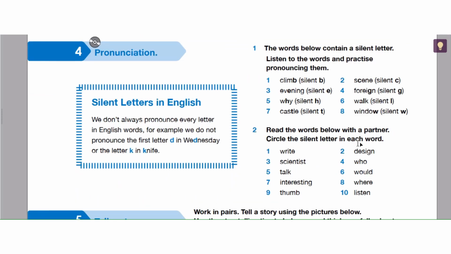Read the words below with a partner. Circle the silent letter in each word. Right. Excellent. W silent. Design. Very good. G silent. Scientist. Very good. C. Who. H silent. Very good.